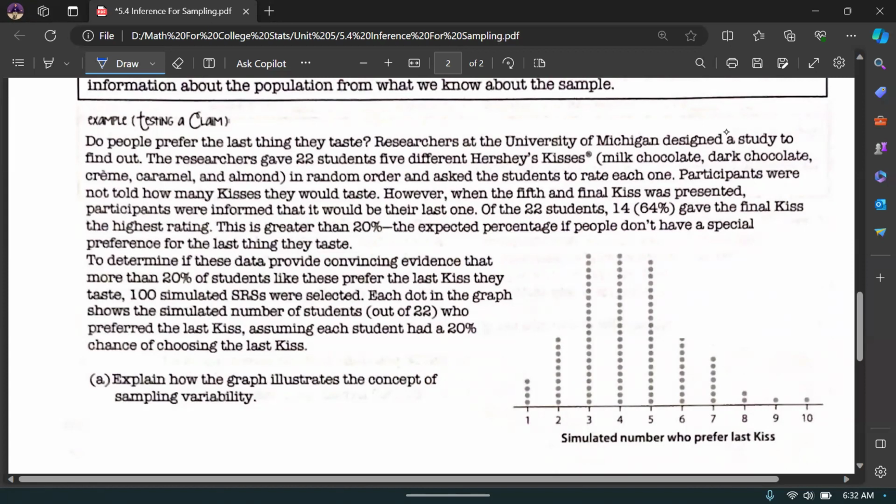Of the 22 students, 14 or 64% gave the final kiss the highest rating. This is greater than 20%, the expected percentage of people if people don't have a special preference for the last thing they taste. To determine if these data provide convincing evidence that more than 20% of students like these prefer the last kiss they taste, 100 simulated simple random samples were selected. Each dot in the graph shows the simulated number of students out of 22 who preferred the last kiss, assuming each student had a 20% chance of choosing the last kiss.